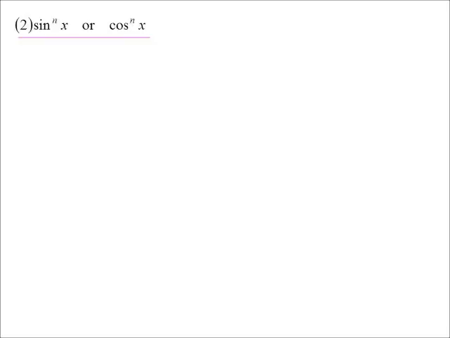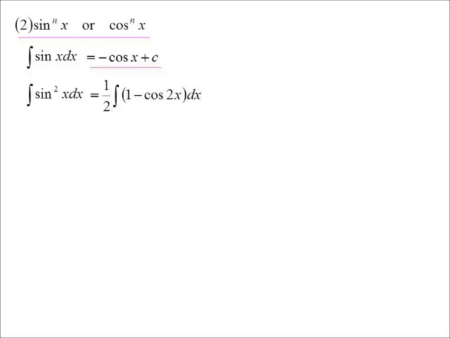So sine to the power of n. We'll start off with power of 1. Very tricky. Sine x, it's minus cos x. We then go to sine squared, and we've seen that one. So sine squared, we have to use our double angle results, but rearranged. So we get a half the integral of 1 minus cos 2x. If it was cos squared, it would be half the integral of 1 plus cos 2x. And we can integrate both of those. So we've seen both of those so far.